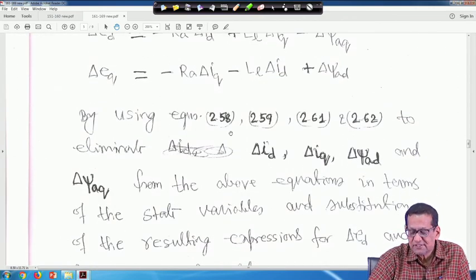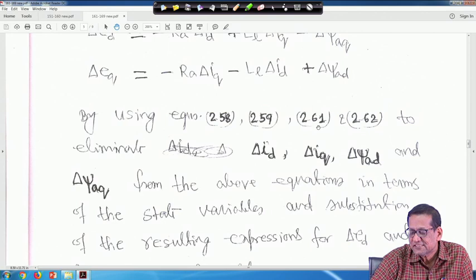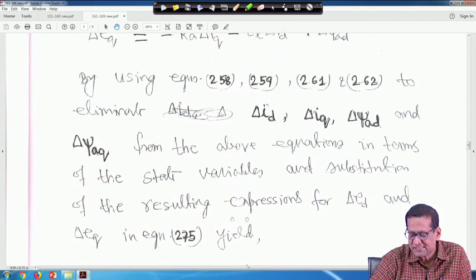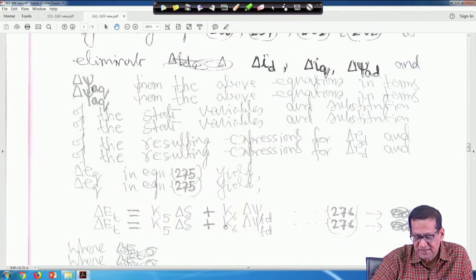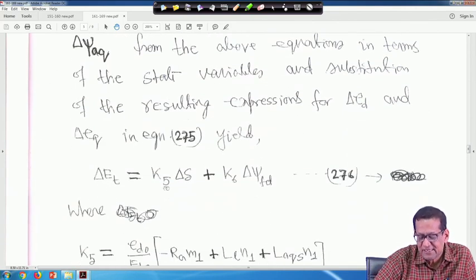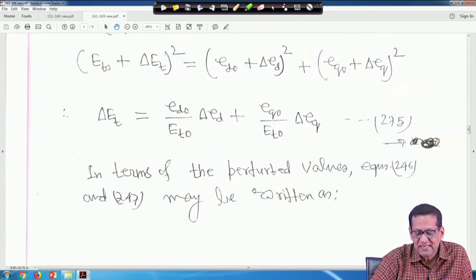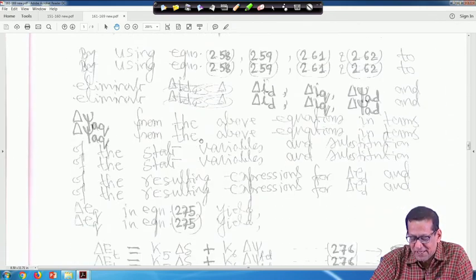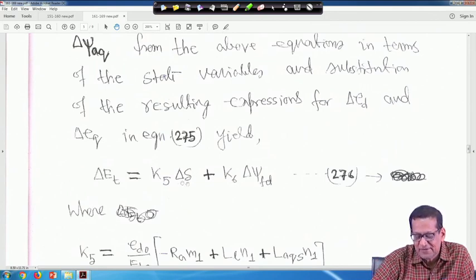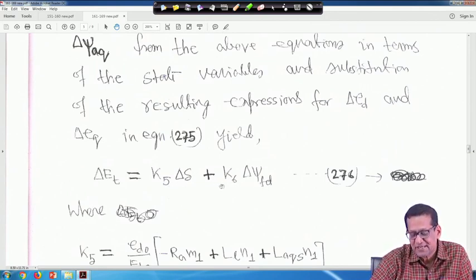So, by using equations 258, 259, 261 and 262 to eliminate delta I d, delta I q, delta psi a d and delta psi a q from the above equations in terms of the state variables, and substitution of the resulting expression for delta E d and delta E q in equation 275, you will get delta E t in terms of k 5 delta delta plus k 6 delta psi f d. That means we are trying to express the delta E t term in k 5 into delta delta and delta psi f d. So, two more constants have been introduced, k 5 and k 6.